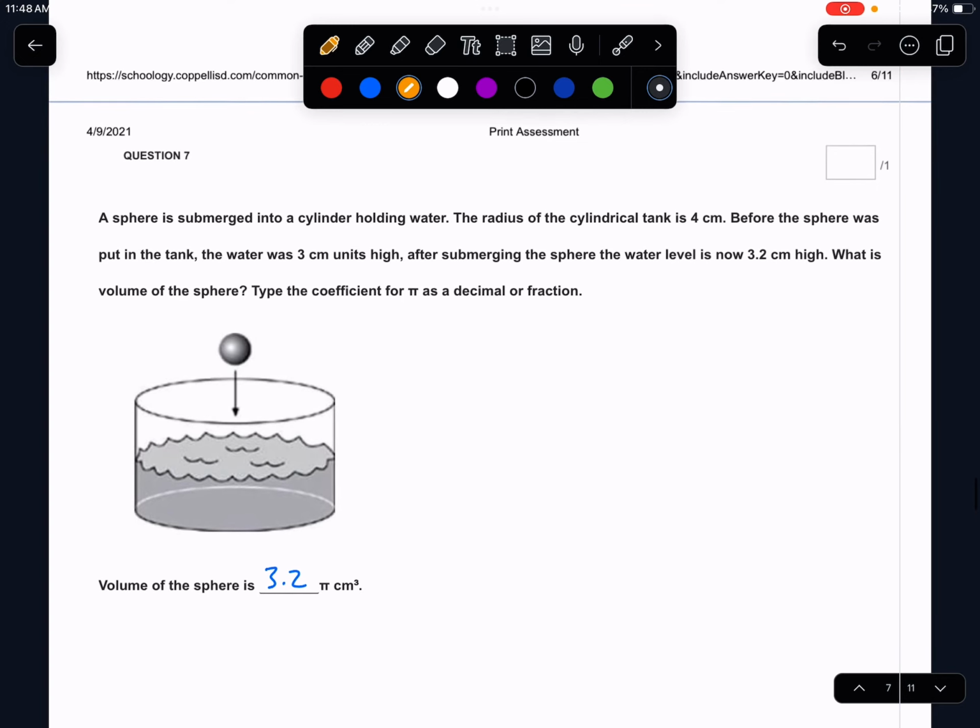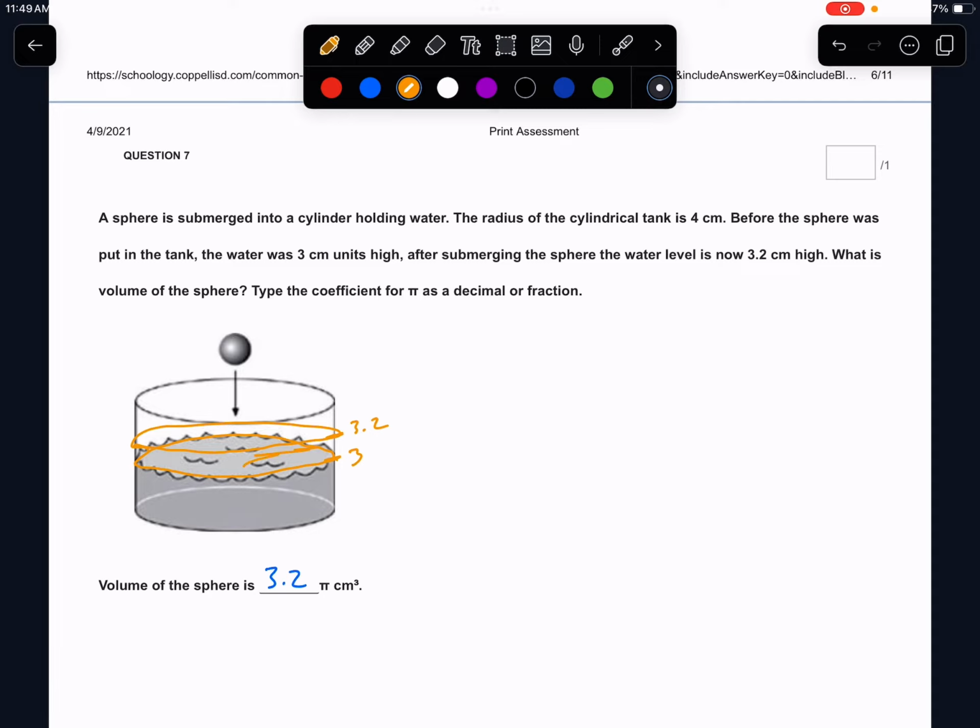A sphere is submerged into a cylinder holding water. The radius of the cylindrical tank is 4 centimeters. Before the sphere was put into the tank, it was 3. So before, it's at 3. After submerging, it's now at 3.2. Everything's in centimeters. We're good there. What is the volume of the sphere? So basically, remember, water takes the shape of the object it's in.